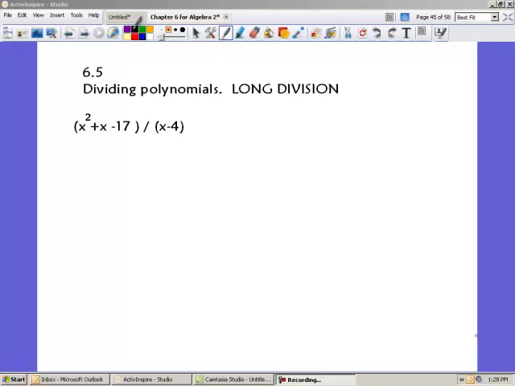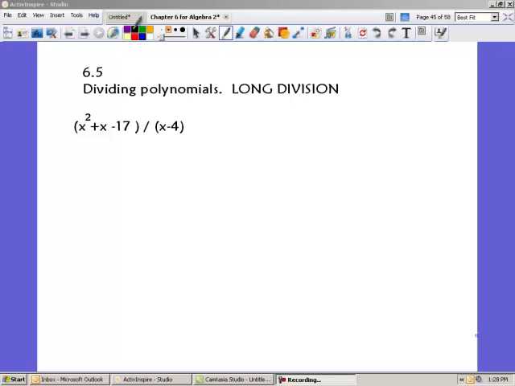This is section 6.5. We're going to divide polynomials. And there's two ways to divide polynomials. The first way is long division. So you're going to have to take yourself back to elementary school when you learned how to do long division. And if you don't remember this, watch the video and it might strike some memory about how to do this.